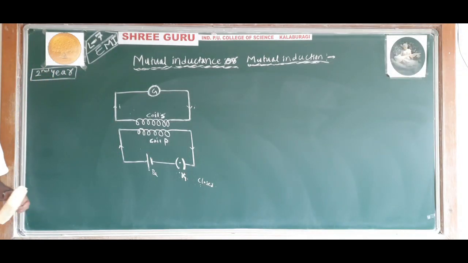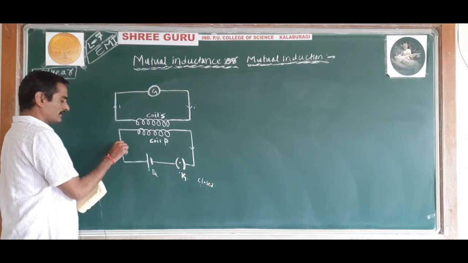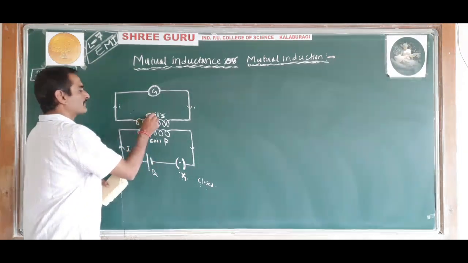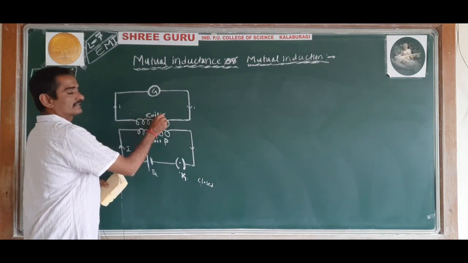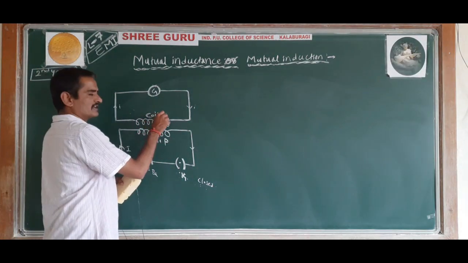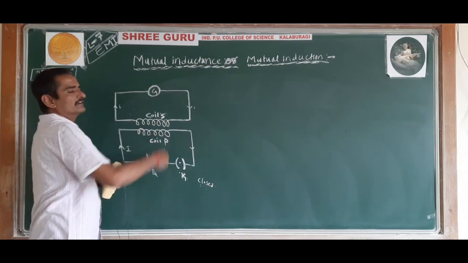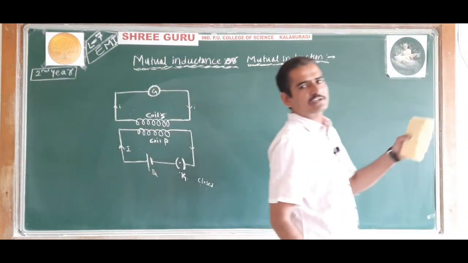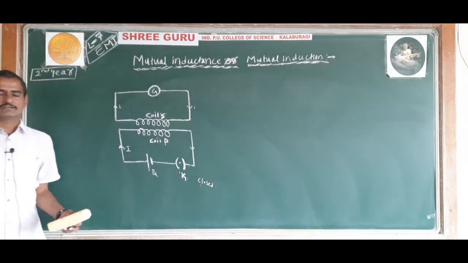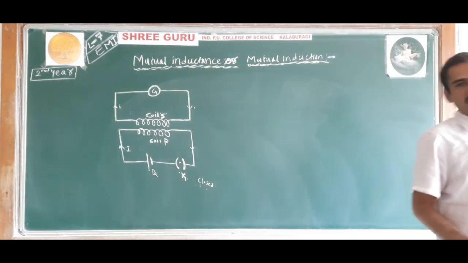So this is happening because when the plug key is closed in the primary coil, the current in the primary coil increases. As a result of this, the magnetic flux linked with the coil S will change, and thus an EMF is induced in the coil S, and due to this induced EMF, an induced current flows through the coil S, and the galvanometer shows the deflection. Understood? And this is called mutual induction.